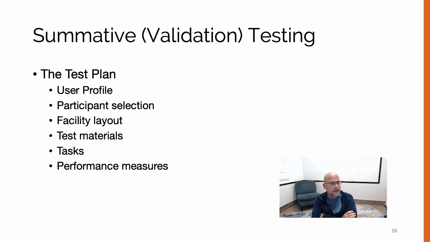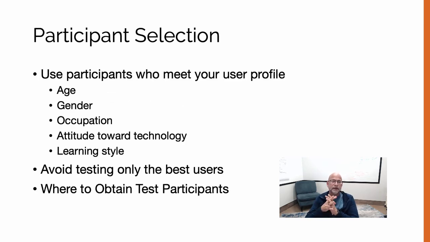You'll identify the facility layout, you'll develop test materials, you'll create tasks, and you'll decide ahead of time what performance measures you're going to keep track of. Performance measures would include things like number of errors, time on task, success rate, etc. So let's discuss a little bit about this. Let's start with participant selection.